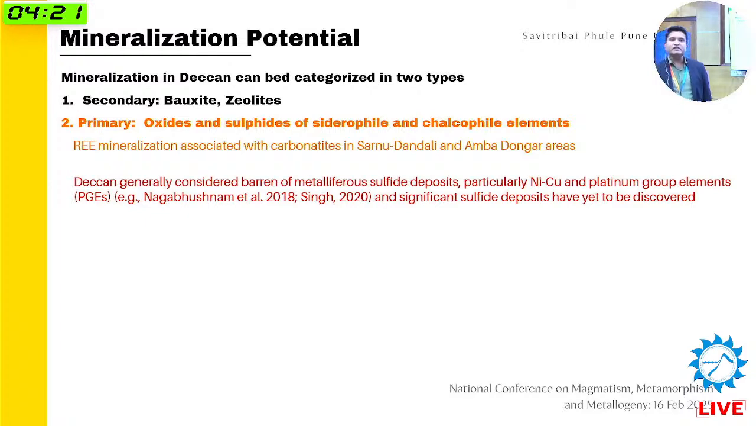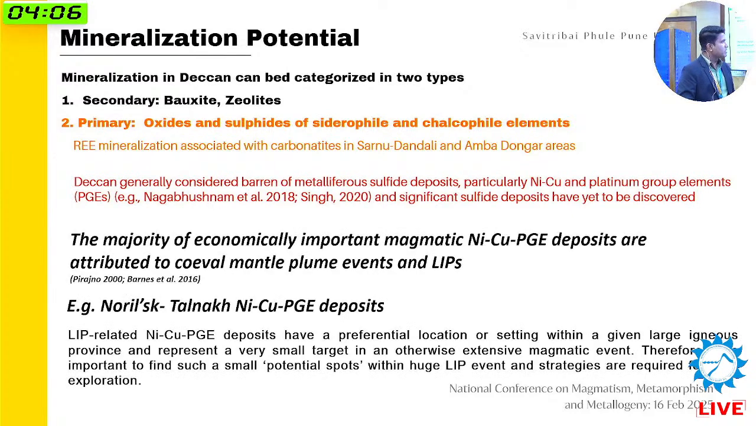The Deccan is actually considered barren of sulfide mineralization. Particularly nickel, copper and platinum group elements, and such significant sulfide deposits have yet to be discovered. But we have a chance, because the majority of economically important magmatic nickel, copper, PGE mineralization is associated with large igneous provinces. We have a classic example of Norilsk in Russia.